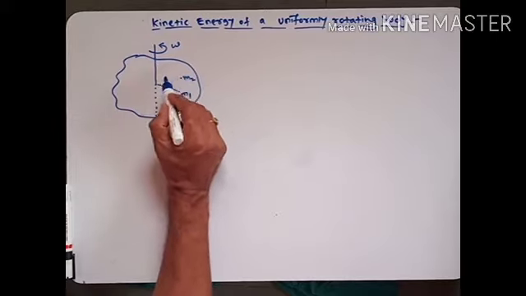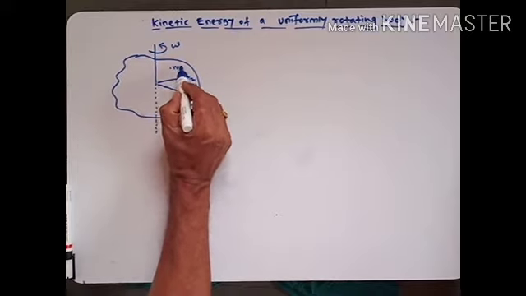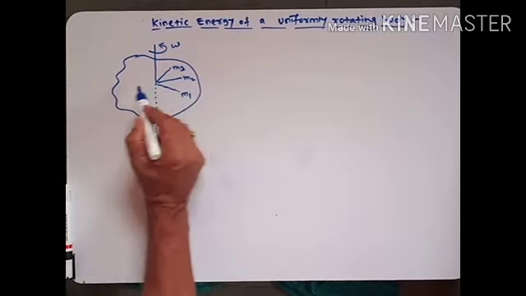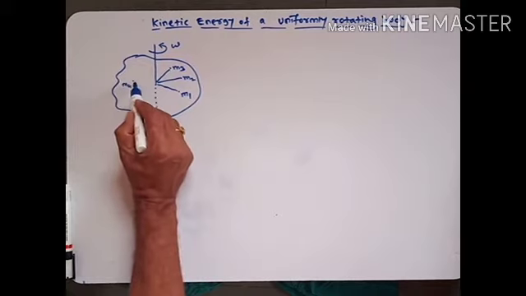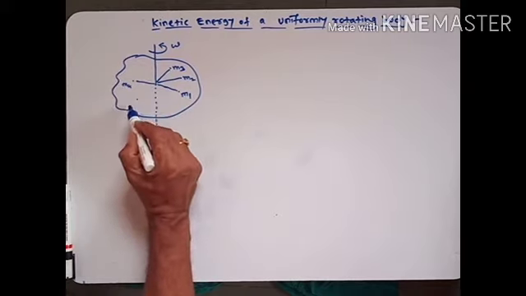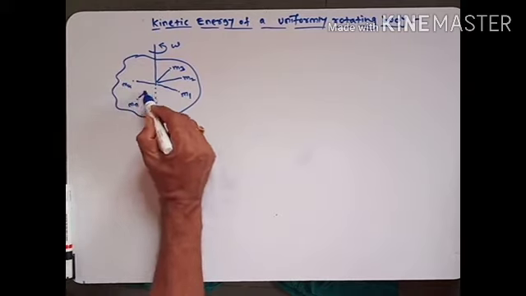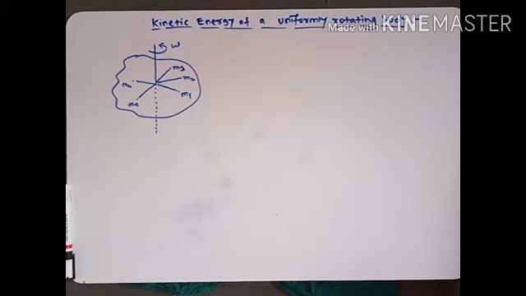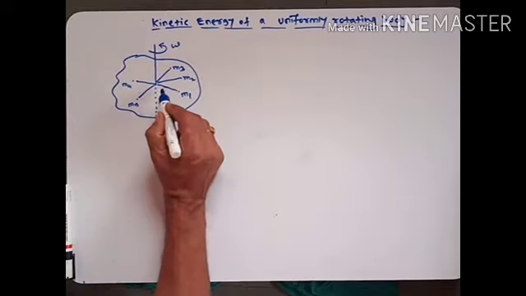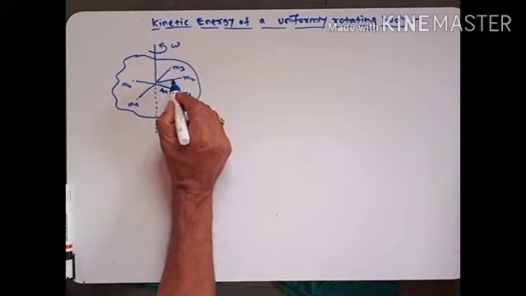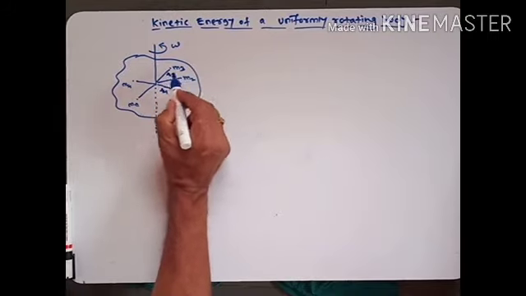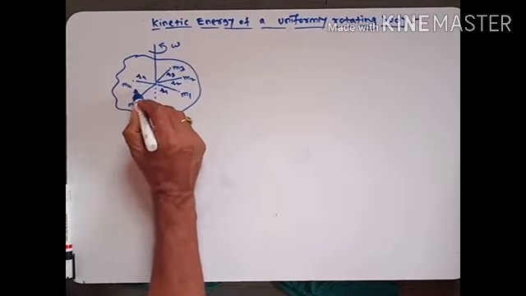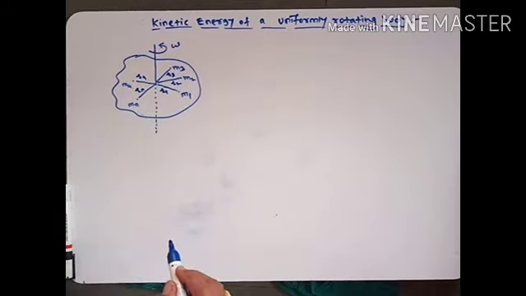m2, m3, m4, like that, mn, n particles. Body is made up of n particles having masses m1, m2, m3, m4 up to mn. These particles are at distances r1, r2, r3, r4, rn from the axis of rotation.